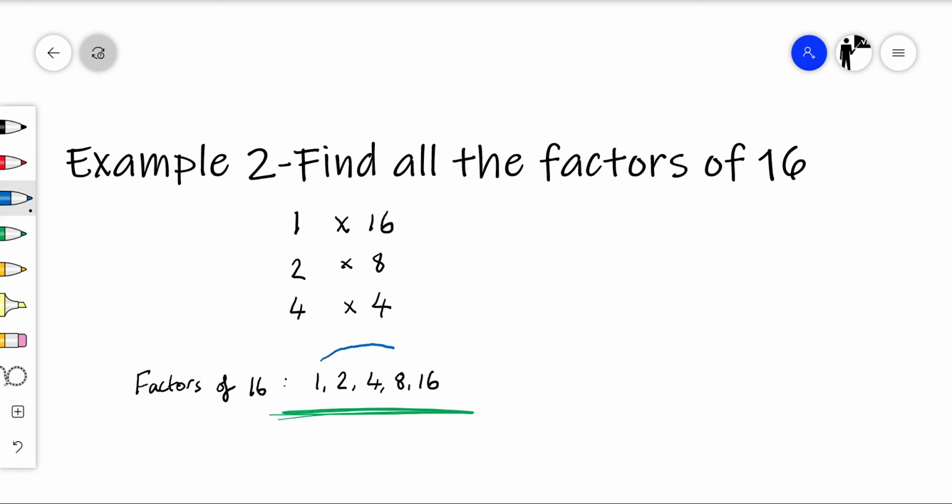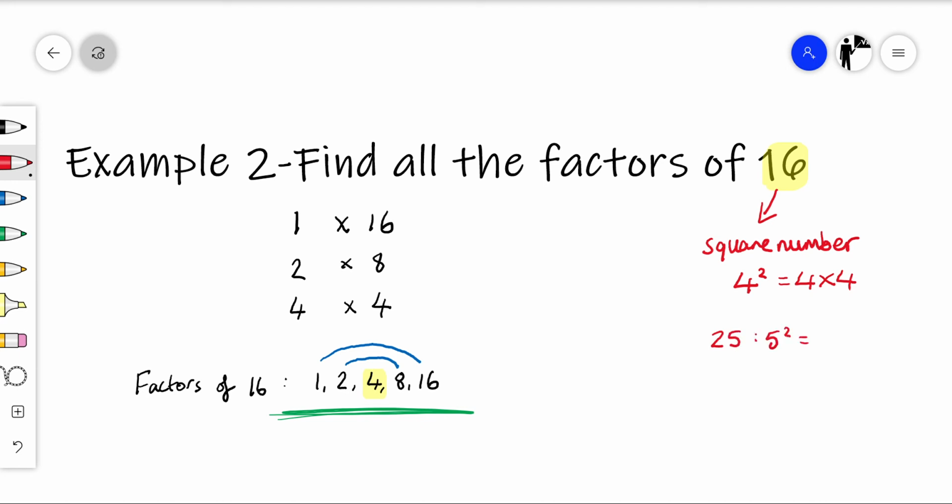I've got 1 times 16, 2 times 8. Well, but look here, I don't have a partner for this 4 here. But that's okay because 16 is a square number. 16 is what we call a square number because 16 is the result of squaring 4. Because 4 squared is 4 times 4, which is 16. For example, another square number might be 25 because 5 squared is 5 times 5, which is 25.